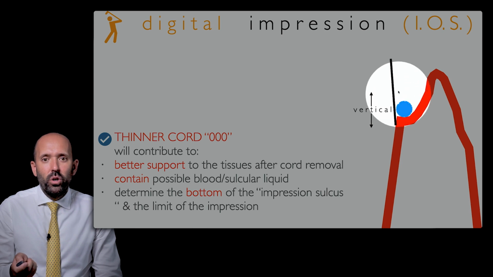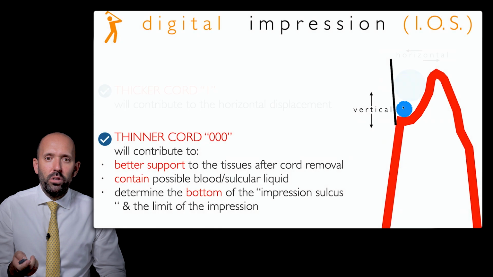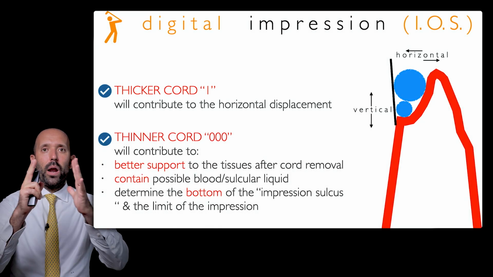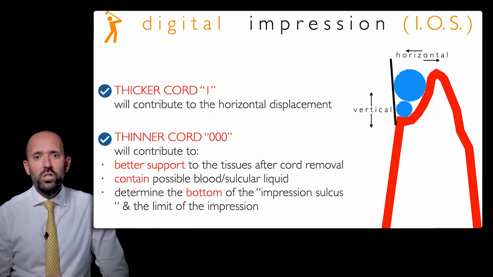Remember, the thin chord will create vertical displacement of the tissue, apical displacement of the tissue. The second chord, the thicker one, will create a horizontal displacement of the tissue, so space for the light of the scanner to go in.